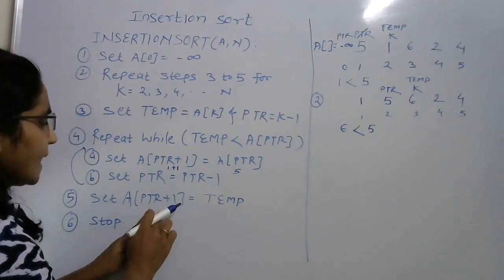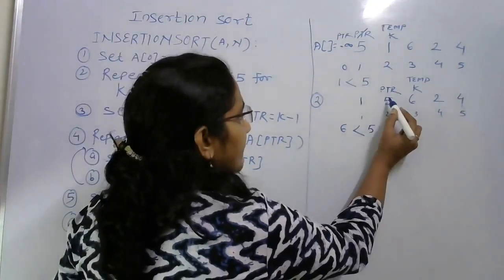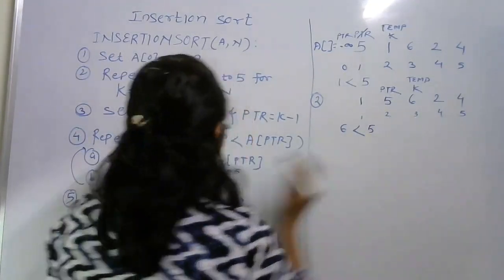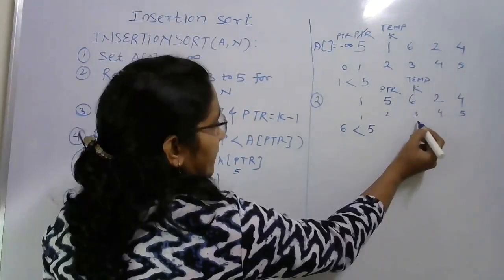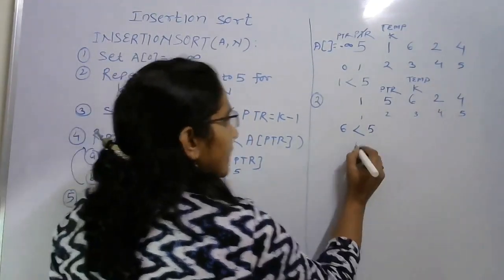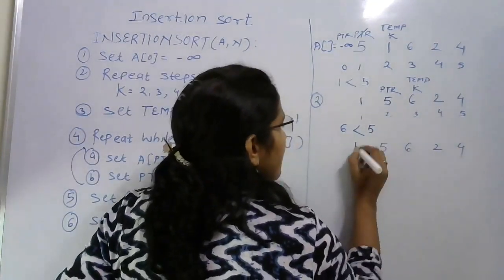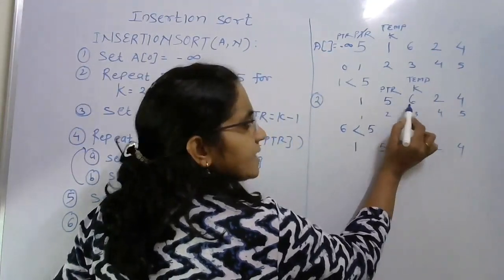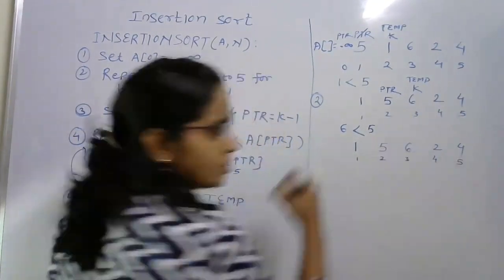Set A of PTR plus 1 equal to temporary. What is PTR? PTR having the value 2. So PTR plus 1, 2 plus 1 means 3. That is equal to temporary. Actually, it is 6. Means the order is the same here once again: 1, 5, 6, 2, 4. Why? Because already the 5 and 6 are in the ascending order. That's why there is no change.